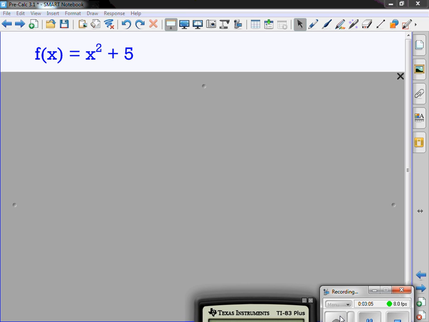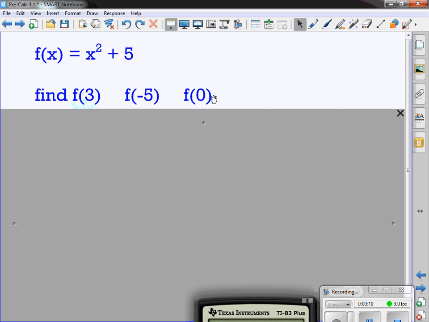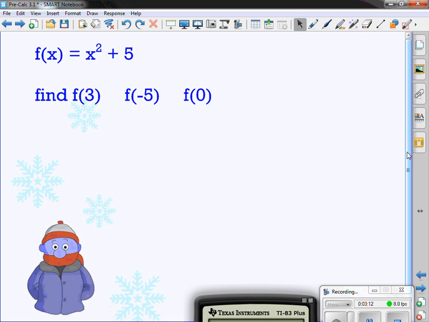Now, I have the function f of x equals x squared plus 5. You should know how to do this, no problem at all. What do I have to do? Substitute the numbers in the parentheses in for x. So why don't you do these 3? F of 3, I just take 3 squared plus 5. 3 squared is 9 plus 5 is 14.